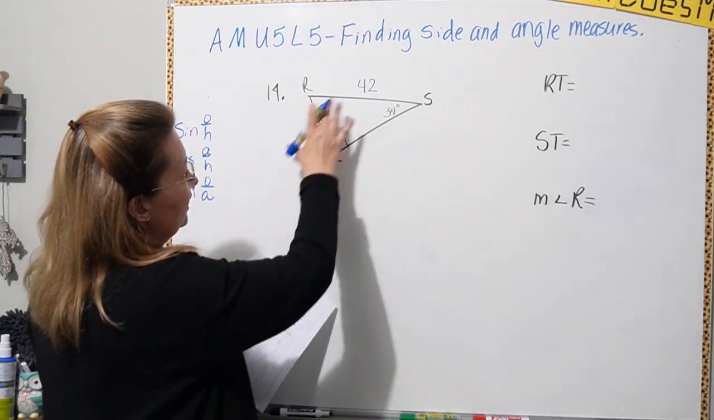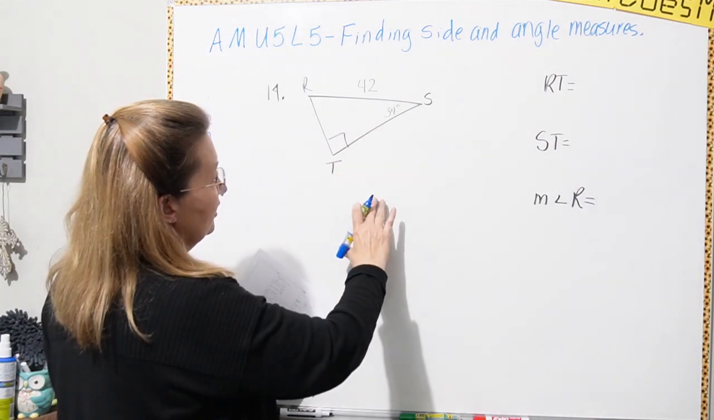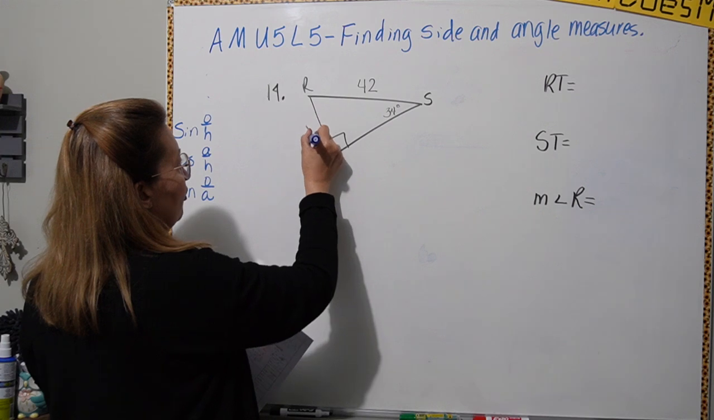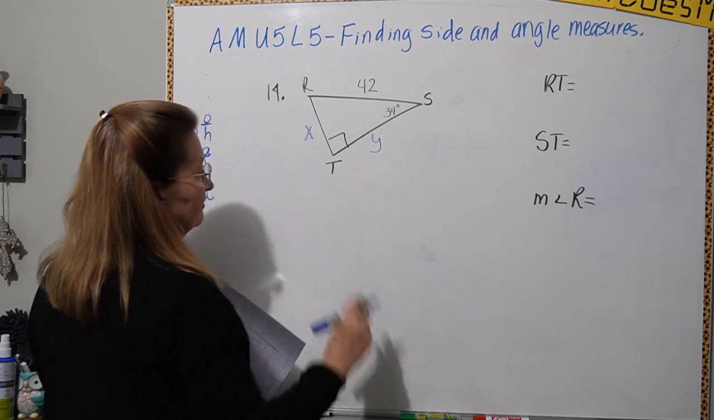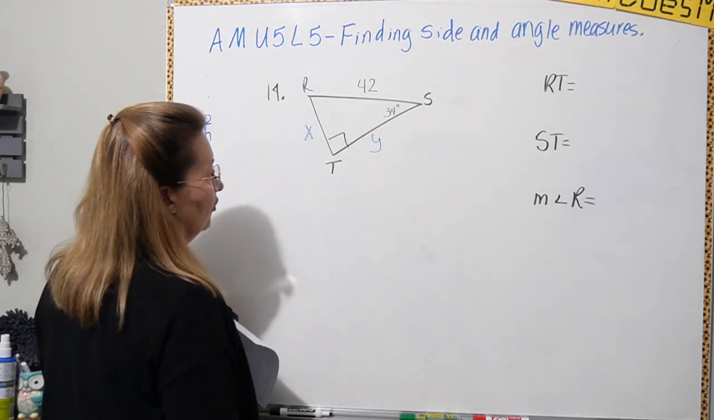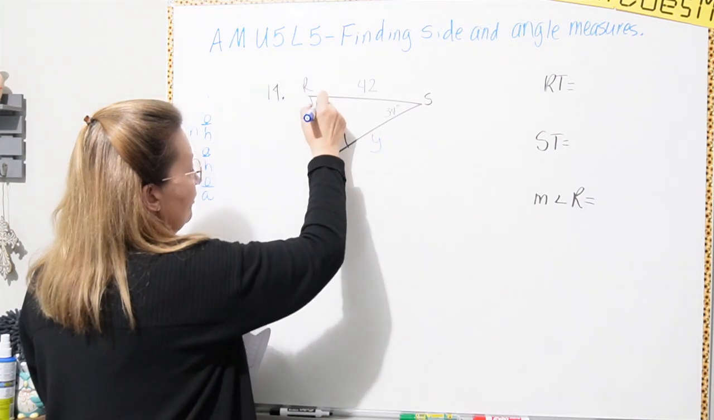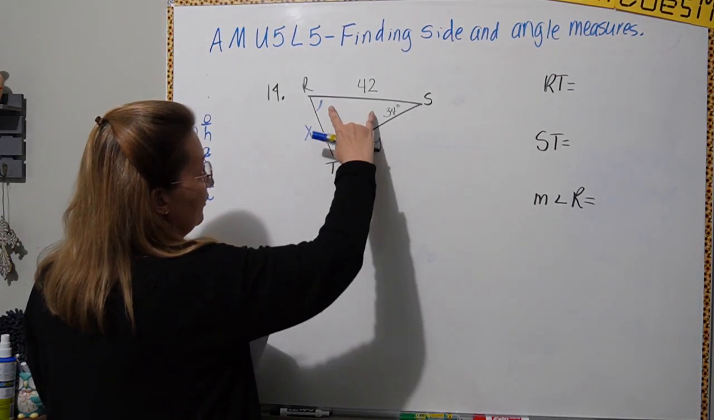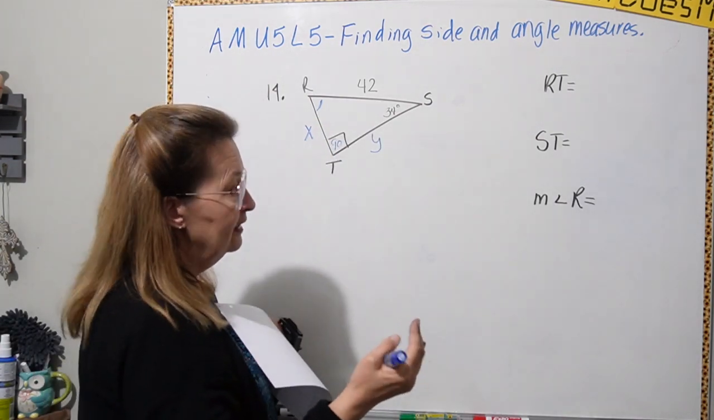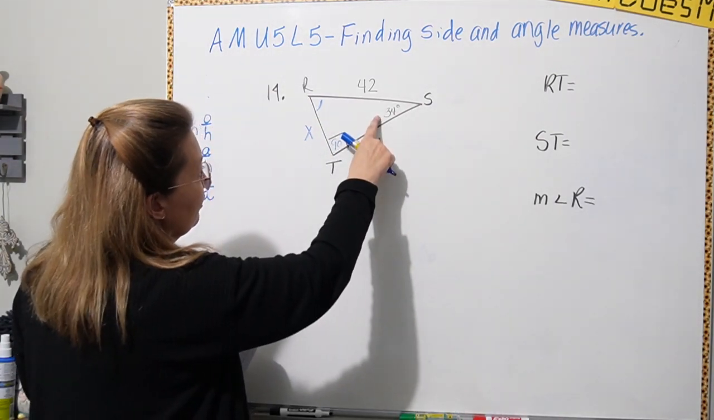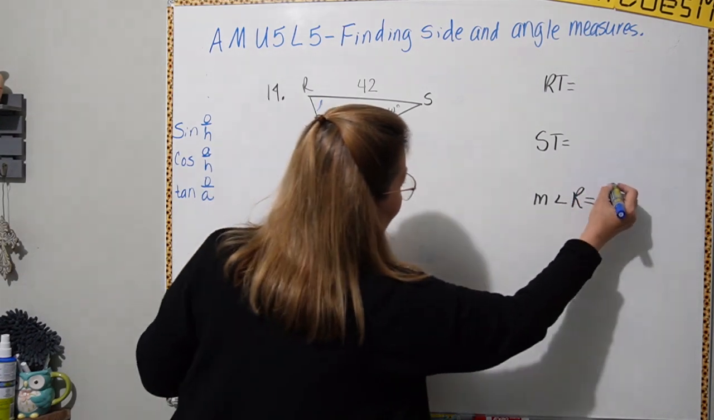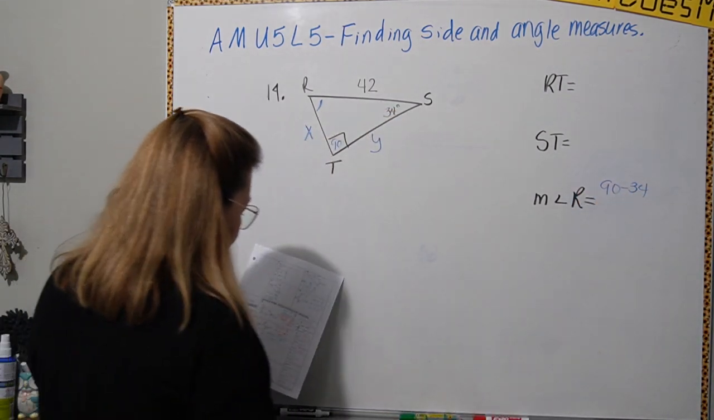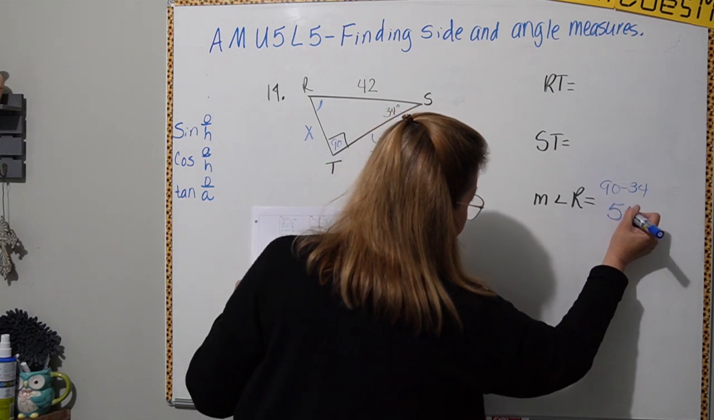Okay, on number 14, here's the triangle with the information I'm given, and I want to find all my missing parts. So I'm just going to go ahead and label my two sides X and Y, so I know I'm going to be solving for them. First, let's focus on this angle over here, though. If I know that this is a 90-degree angle, then I know the other two have to be equal to 90. If I know this is 34, I can say, all right, this angle is equal to 90 minus 34, and that's going to give me 56 degrees.